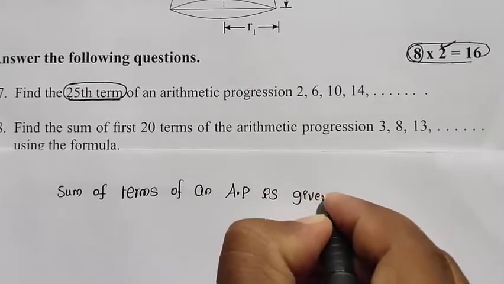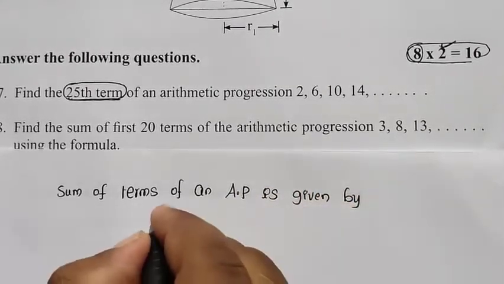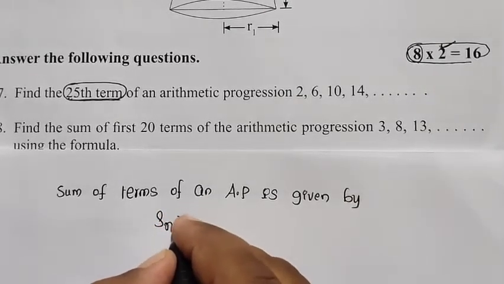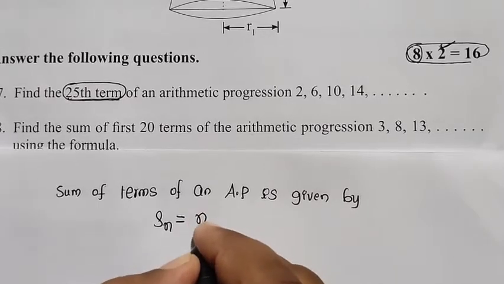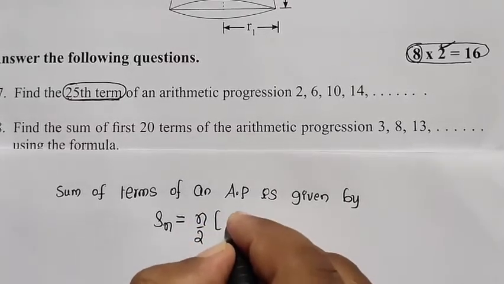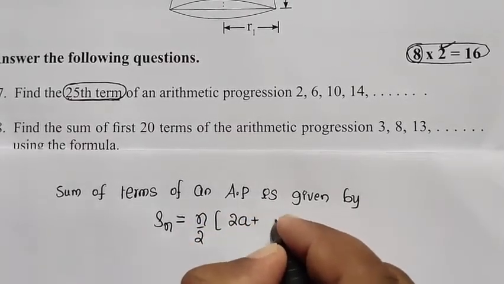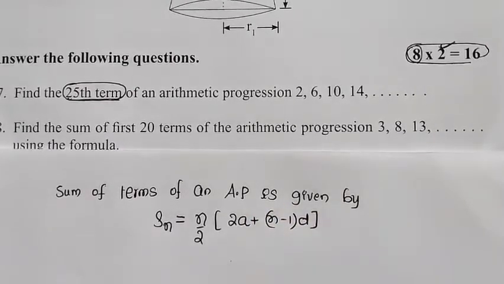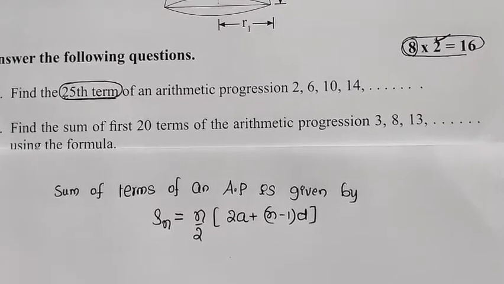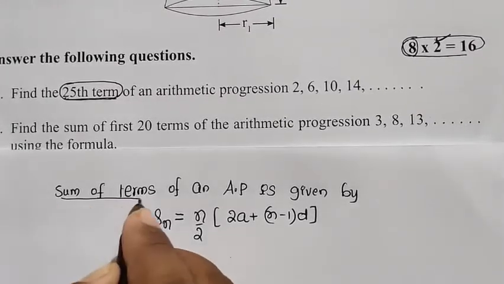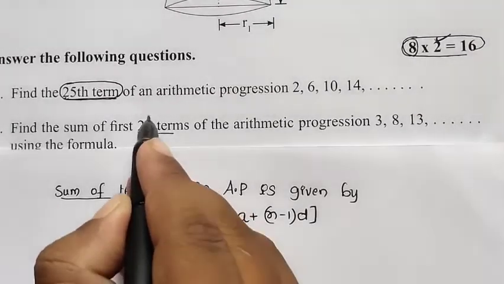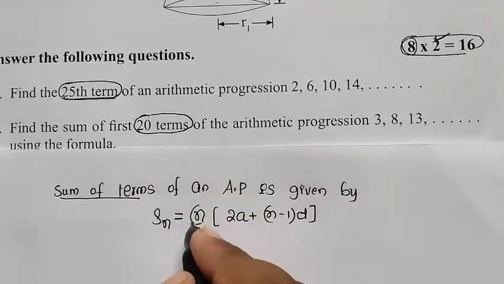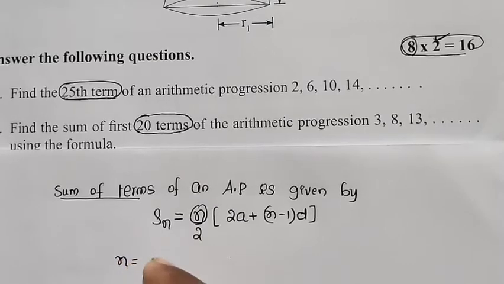You know the formula that the sum of n terms is denoted by Sn, which is equal to n by 2 multiplied with 2a plus n minus 1 into d. This is the formula to calculate the sum of the terms. Here they told 20 terms, and the number of terms is denoted by n, so n is equal to 20.